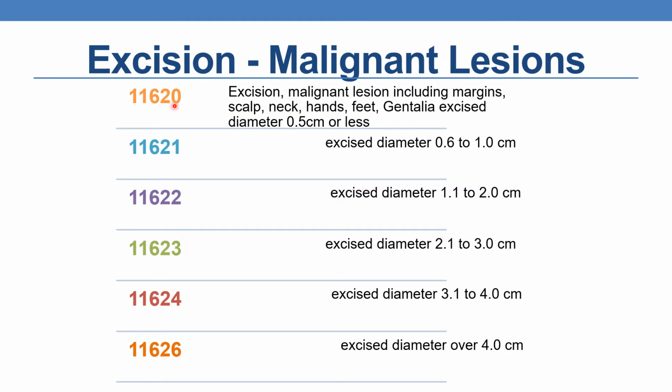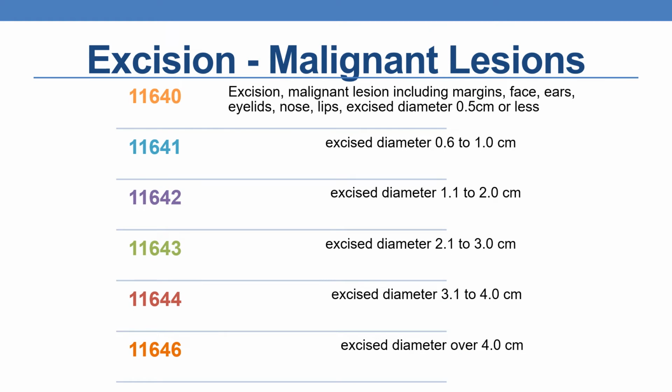The next code range is 11620. Excision, malignant lesion including margins, scalp, neck, hands, feet, genitalia. Excised diameter is 0.5 centimeters or less. The next is 11621. Here the excised diameter is 0.6 to 1 centimeter. The next is 11622. Excised diameter is from 1.1 to 2 centimeters. Next is 11623. Here the excised diameter is 2.1 to 3 centimeters. The next is 11642. The excised diameter is 3.1 to 4 centimeters. The next is 11626. Excised diameter is over 4 centimeters.